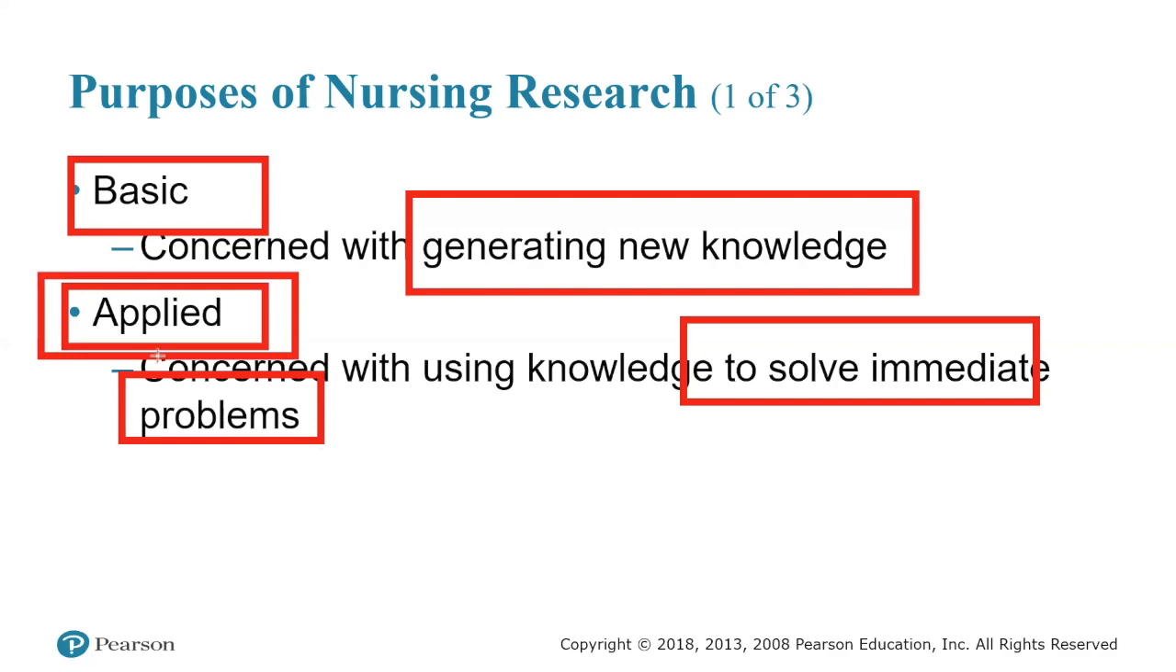So the definition is in the term itself. When I say basic, the intent is only to generate knowledge. When I say applied, it is being attempted to be applied in the clinical setting. Okay, so when you deal with interventions, it talks about applied research. When you just want to know something, like earlier when we were talking about academic performance, that academic performance example is just a basic research.